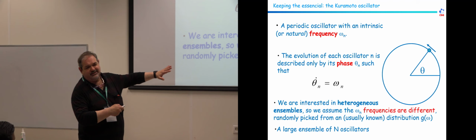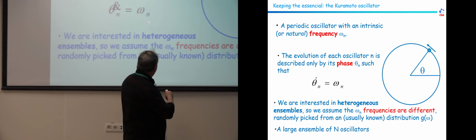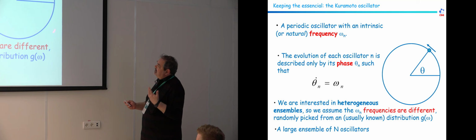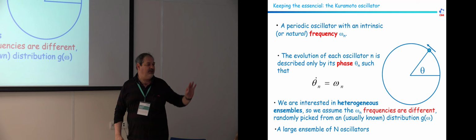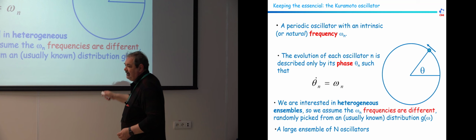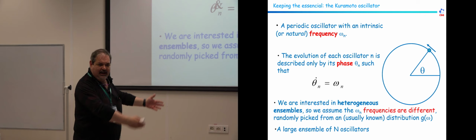So imagine you have a million of such things, with a million of different frequencies, which usually are taken from a known frequency distribution, g of omega. And the best way to picture them is to represent them as points on the unit circle, because it's a phase. So these are points which are rotating or counter-rotating depending on the sign of this frequency, omega n. So now you take a lot of them, and you couple them.